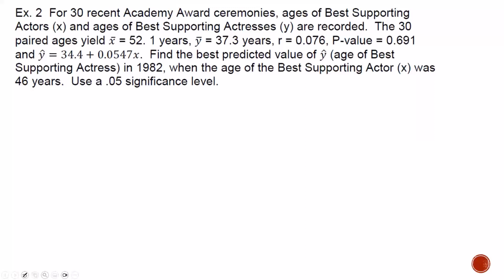But here's the data, right? The best supporting actor on average is 52 years old. The best supporting actress is 37 years old. And R is 0.07. So that value of R, is that a strong value of R or a weak one? Very weak, right? It makes sense if you think about it. Why?